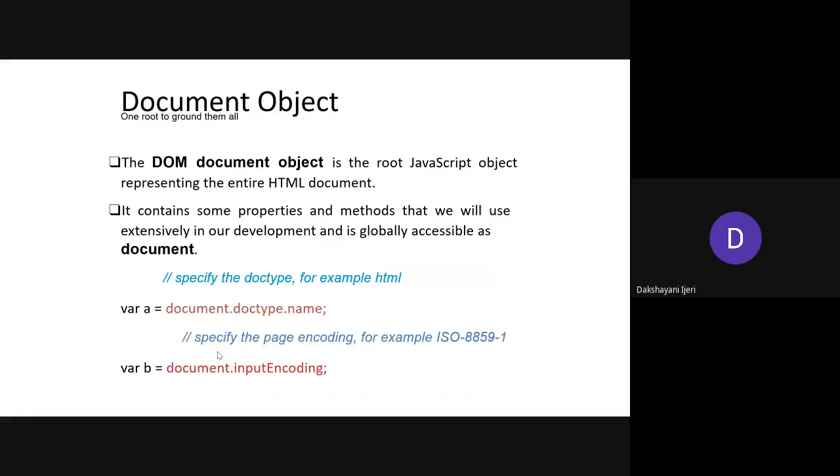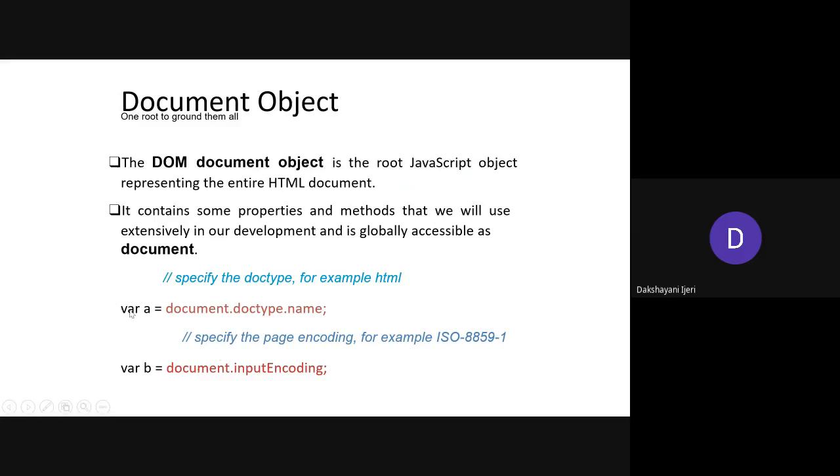So now, what is the syntax that you need to use in order to get the contents from the HTML into the JavaScript here? For doing that, you require the document object, and it is the root JavaScript object representing the entire HTML document. Suppose you say that you have created an object of the document, it is going to be pointing to the root of the entire HTML. And it contains some properties and methods that we will use extensively in our development, and is globally accessible as document. Okay, so we'll see with an example now.